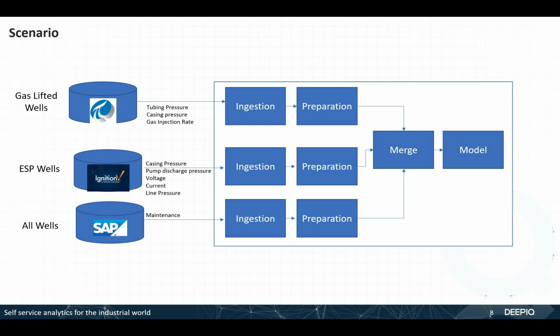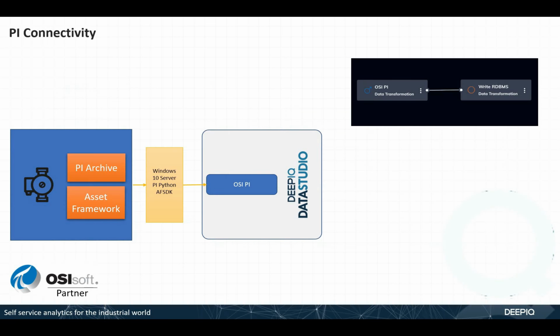Before we jump onto a machine learning model, let me share a few thoughts on OSI Pi software. As you know, they are the market leaders in the data historian world. There are different ways that you can connect to Pi. The first is to use the JDBC driver. This gives basic access to the data.